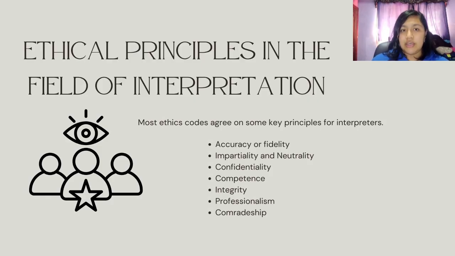Accuracy or fidelity. An interpreter's main job is to help people communicate across languages. Accuracy means sharing the speaker's message as exactly as possible, including words and tone. Sometimes clarification is needed to ensure understanding. Impartiality and neutrality means not taking sides or letting our prejudices influence our interpretation. Impartiality involves treating all participants equally, while neutrality refers to not expressing personal opinion or judgment.